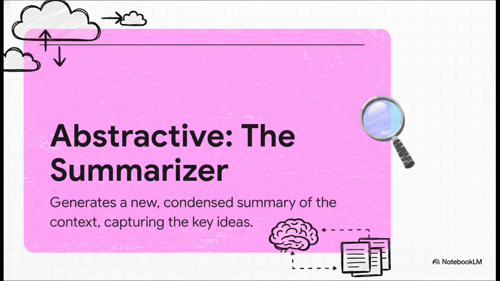All right, tool number 2 is the abstractive method. You can call this the summarizer. Now, unlike the scalpel, this one doesn't just select text, it actually creates new text. It uses a large language model to read everything and then write a whole new, super condensed summary. It's awesome for just capturing the main idea, the real gist of the information, in a tiny package.